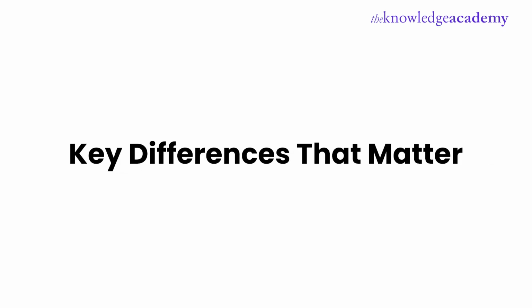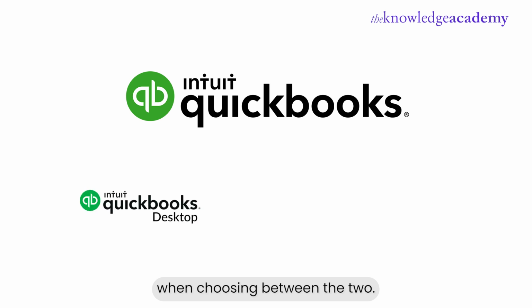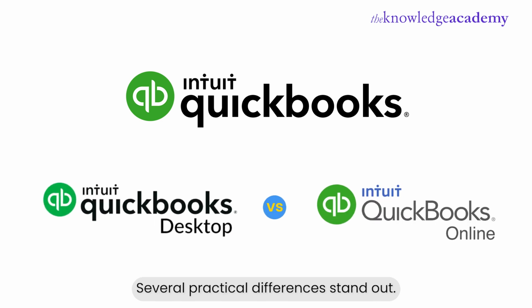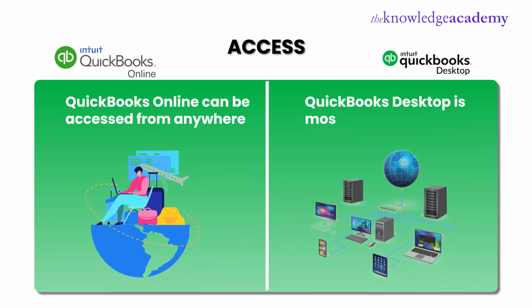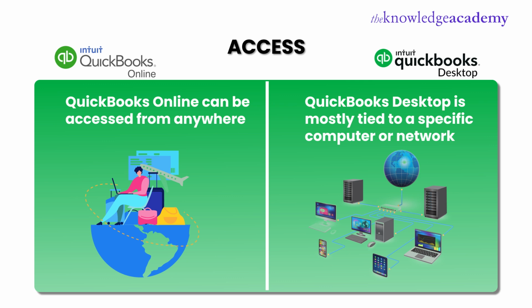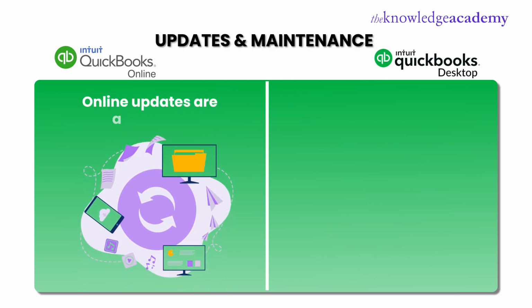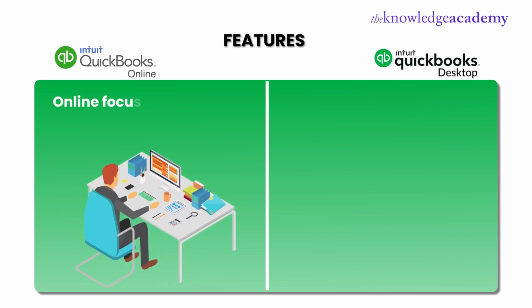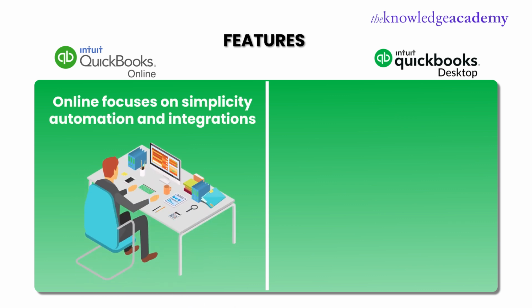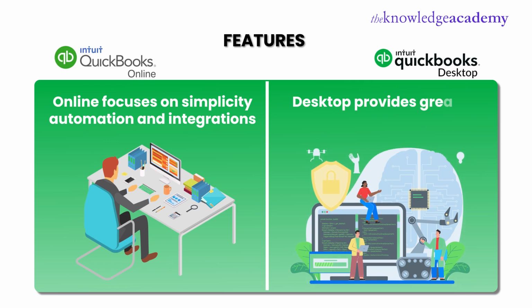Key differences that matter. When choosing between the two, several practical differences stand out. Access. QuickBooks Online can be accessed from anywhere. QuickBooks Desktop is mostly tied to a specific computer or network. Updates and maintenance. Online updates are automatic. Desktop updates are manual. Features. Online focuses on simplicity, automation, and integrations. Desktop provides greater depth and control.